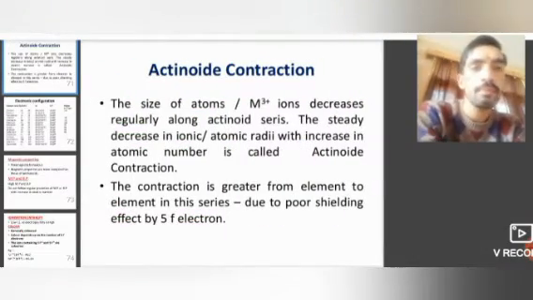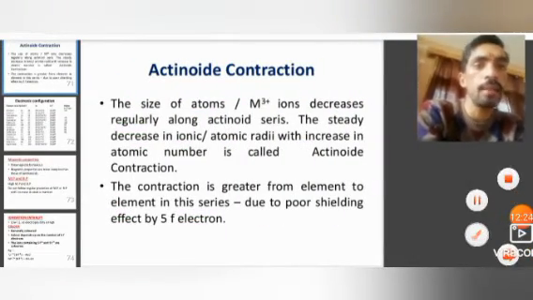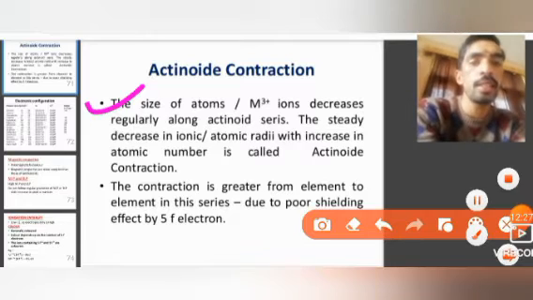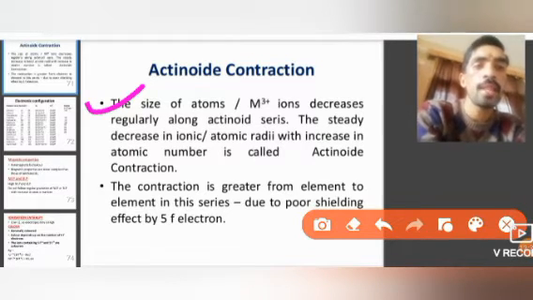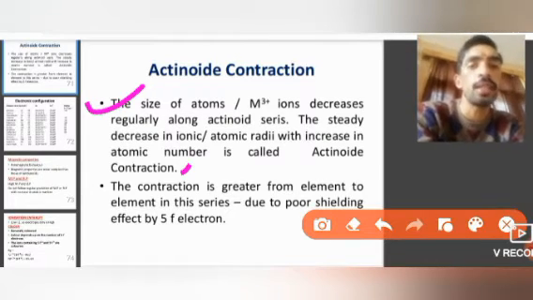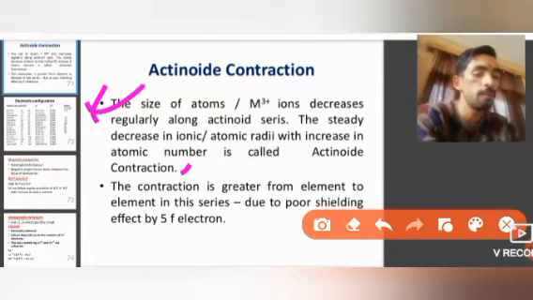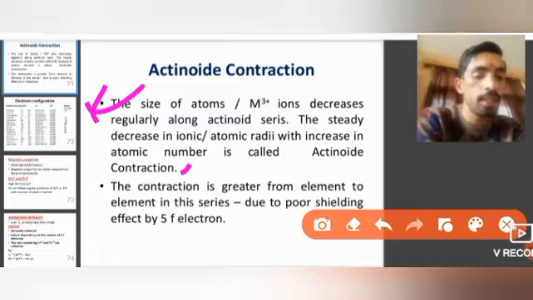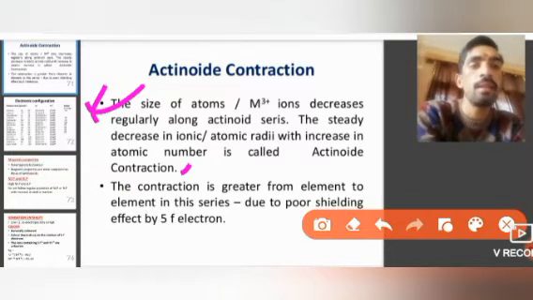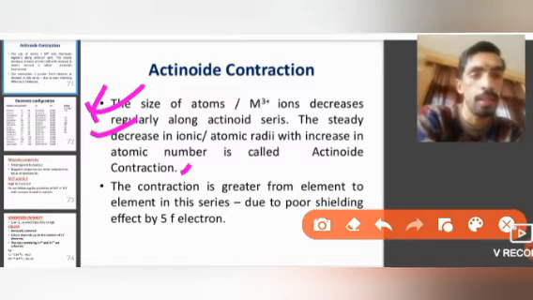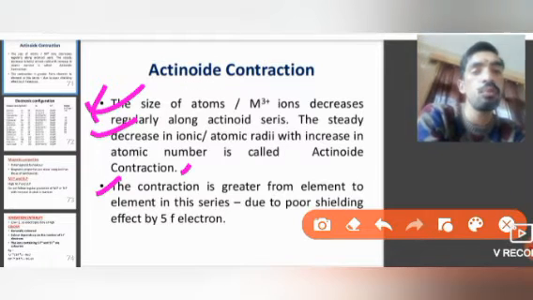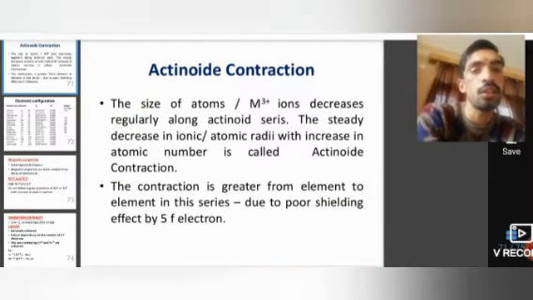So next is actinide contraction. The size of atoms and M3+ ions decreases regularly along the actinide series. The steady decrease in ionic and atomic radii with increase in atomic number is called actinide contraction. Sometimes a simple definition comes for 1 mark: what do you mean by actinide contraction? You can write: with increase in atomic number, the regular decrease in atomic size or ionic size is called actinide contraction. The contraction is greater from element to element in this series due to the poor shielding effect of 5f electrons. This is the cause.